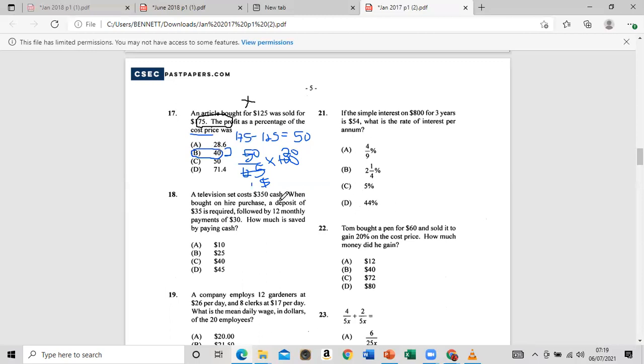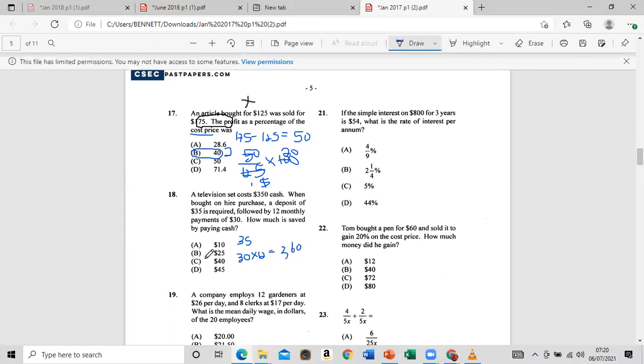Number 18, a television set costs $350 cash, or can be bought on hire purchase. A deposit of $35 is required. We did this one how many times? So it's $35 as a deposit, and then the monthly installments, which is 30 times 12, that gives us 360. We add the 360 and the 35, we get 395, and we subtract the 350.